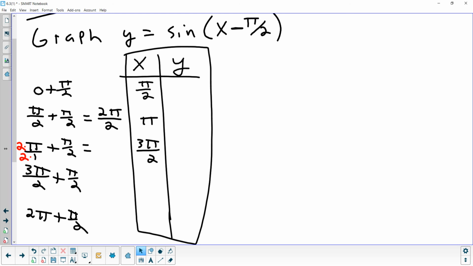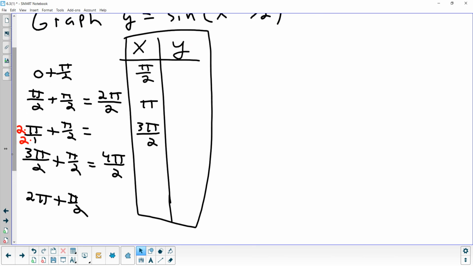Next one, we already have a common denominator. Let's not reduce it yet, because I want to see the pattern. What's 3 pi over 2 plus 1 pi over 2? 4 pi over 2. So remember, when you add, your denominator doesn't change. Over 2. You keep that the same. So what's your numerator? 4 pi. And what does that reduce to? 2 pi over 1, or just 2 pi.